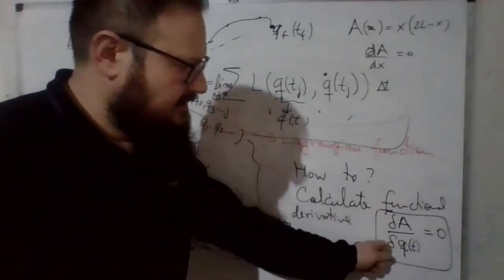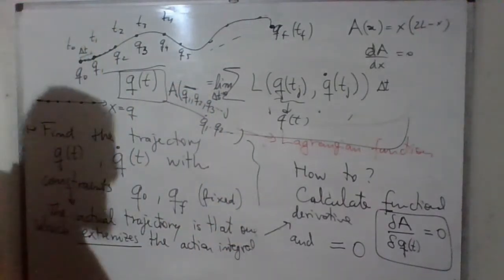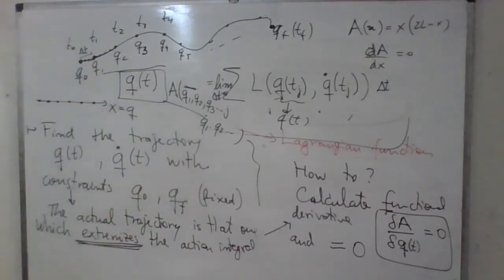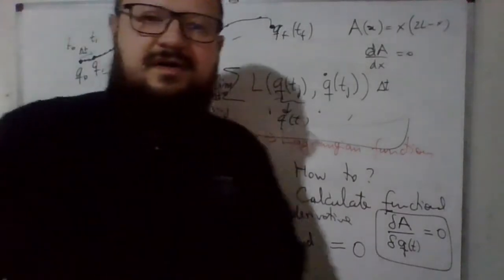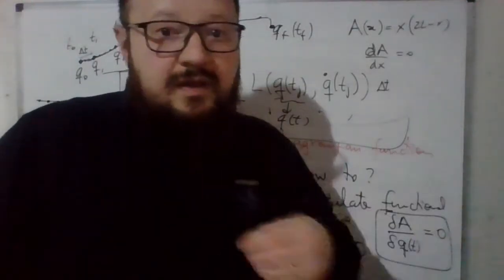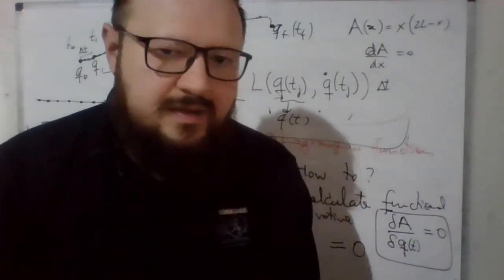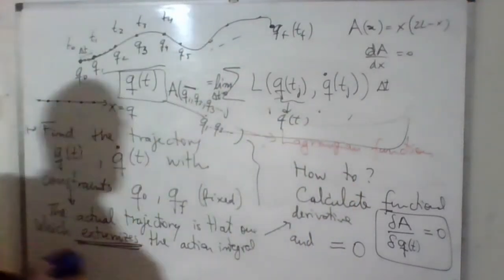A functional derivative, and make it vanish, because you want to extremize the cost function, which is the action, in order to find the actual trajectory of your particle. So in some sense, it is an optimization problem, okay? You need to extremize the action, right?